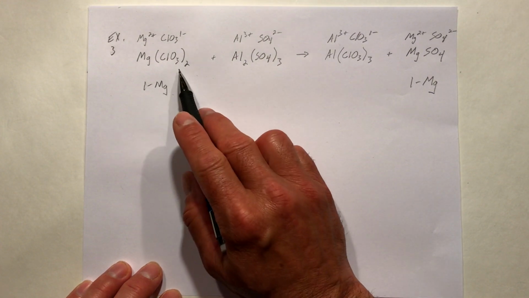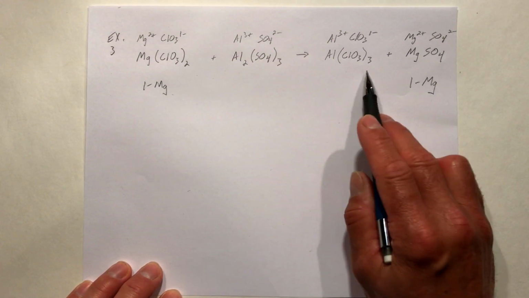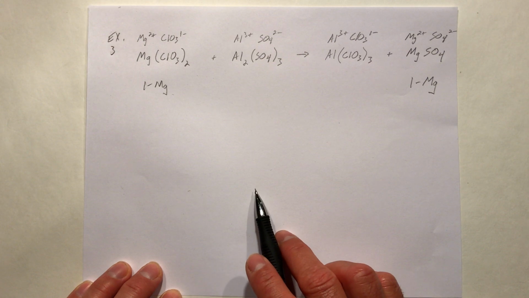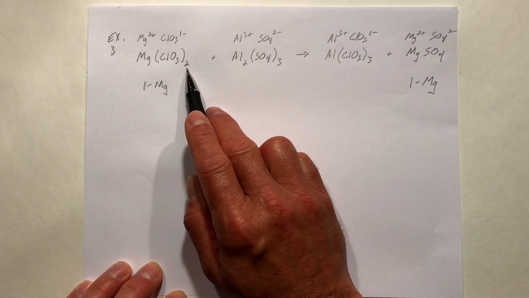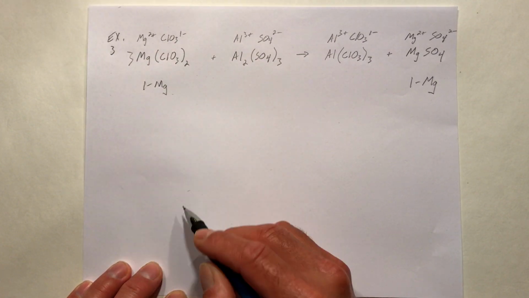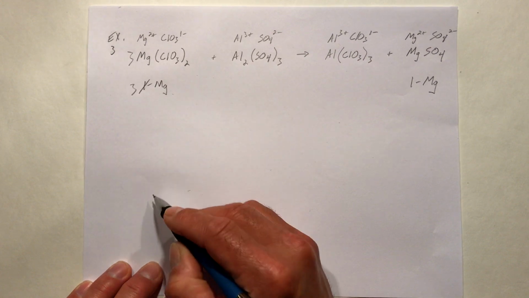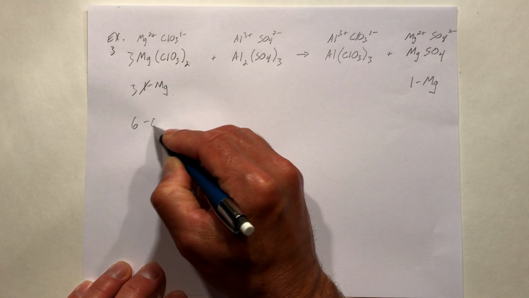Okay, so we have 2 ClO3s here and 3 ClO3s there. So here's an example of my hint: 2 and 3 make 6. What times 2 is going to be 6? Well, let's put a 3 coefficient there. So now we have 3 Mgs and 6 ClO3s.